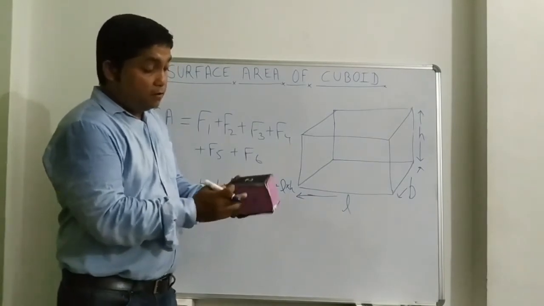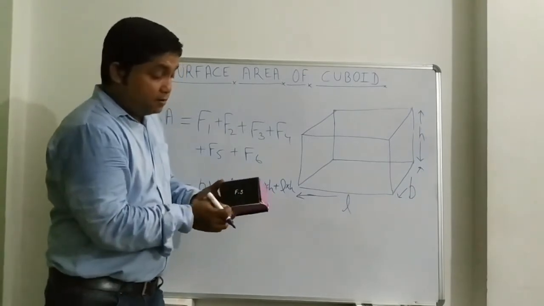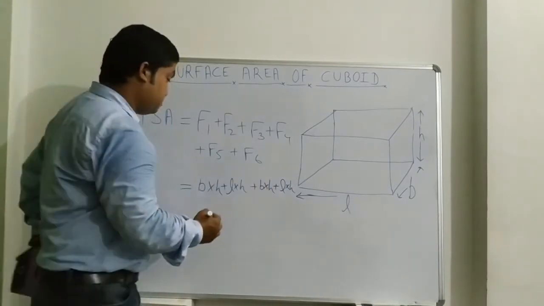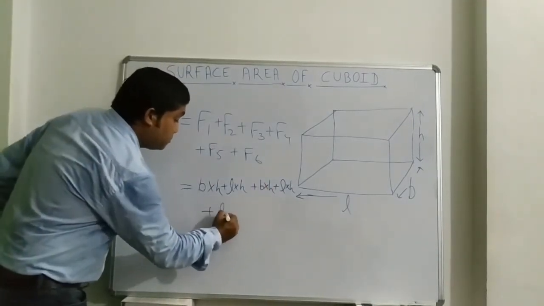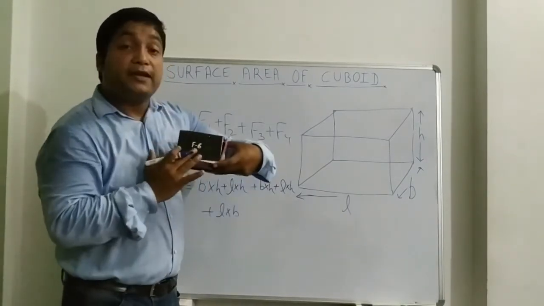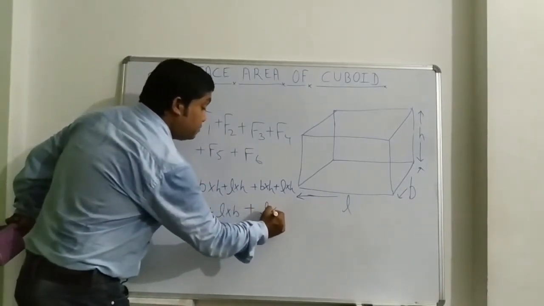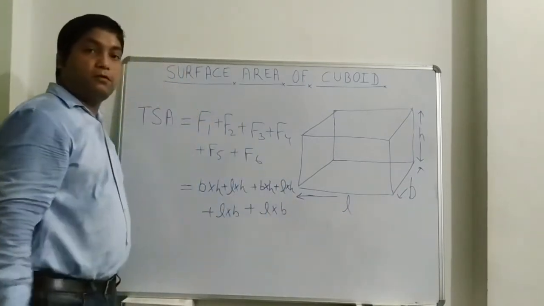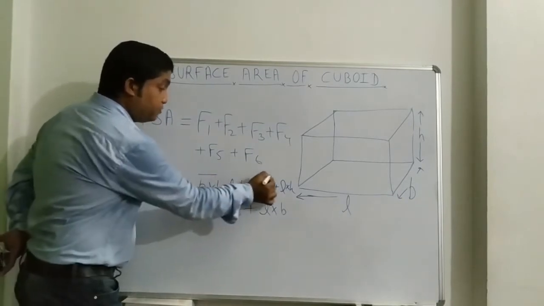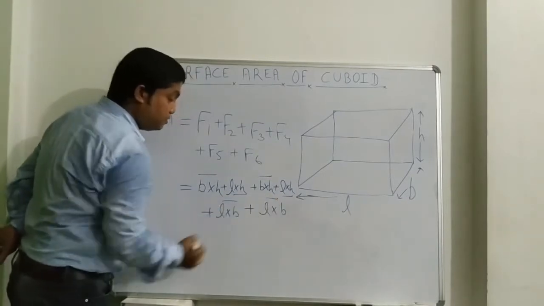And the last is F5. For F5, you have seen that this one is the length and this one is the breadth. It means that for F5, length into breadth. And the area of F6 is the same, length into breadth. So what we have seen is that there is 1 BH, 1 BH, 1 LH, 1 LH, LB, LB.